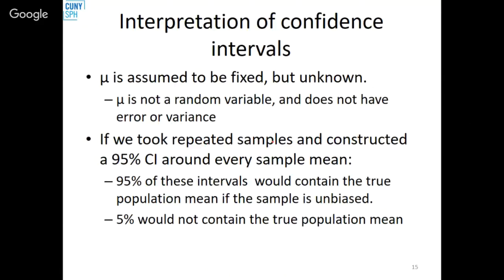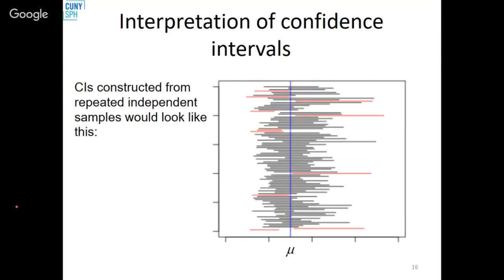But again, if we took repeated samples and constructed 95% confidence intervals around every sample mean, if we did it correctly, and if our assumptions are valid, like our statistical random sample and our assumed distribution of the sampling distribution, then 95% of those samples, the interval would contain the true population mean, and 5% would not contain the true population mean.